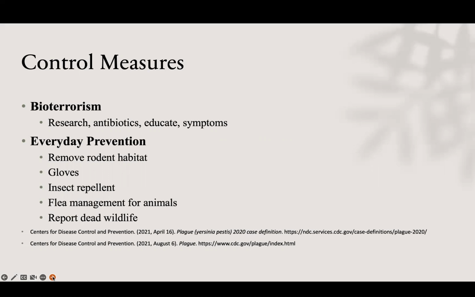Insect repellent is another everyday prevention method that can protect against fleas that are known vectors of plague. In addition to this, spraying yards and around your home with flea repellent and making sure any pets have flea collars or a flea medication can also prevent the spread of plague. It is also vital to report any dead wildlife to the proper authorities, especially rodents, so they can properly be disposed of without placing anybody at risk of acquiring plague.